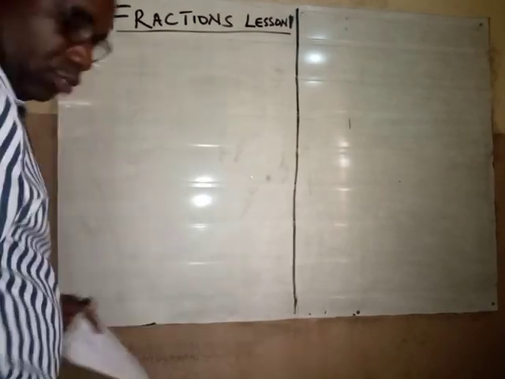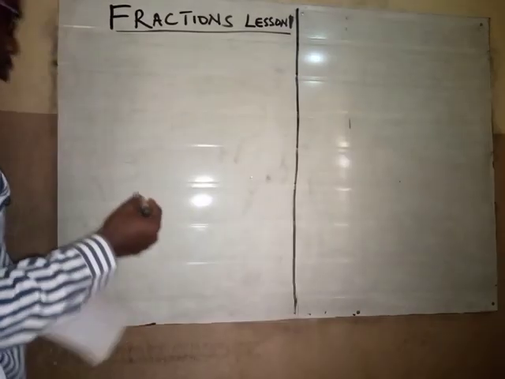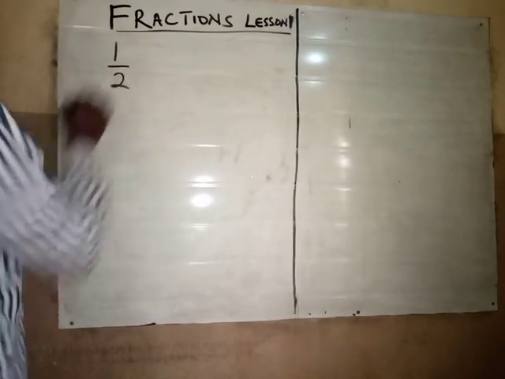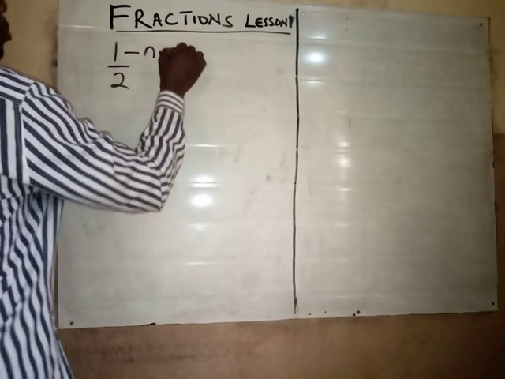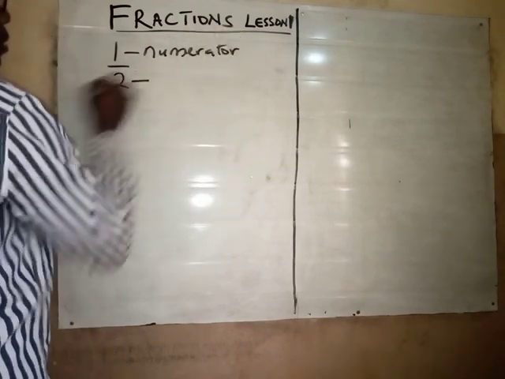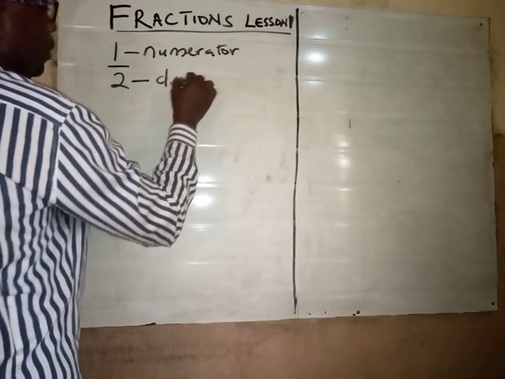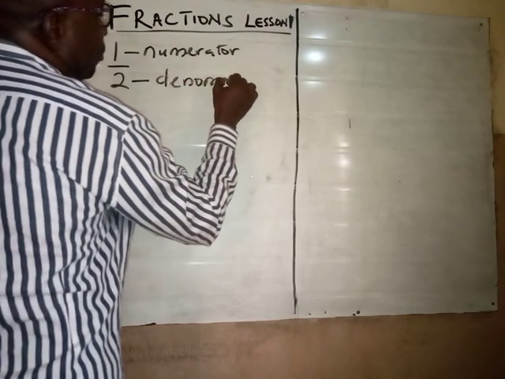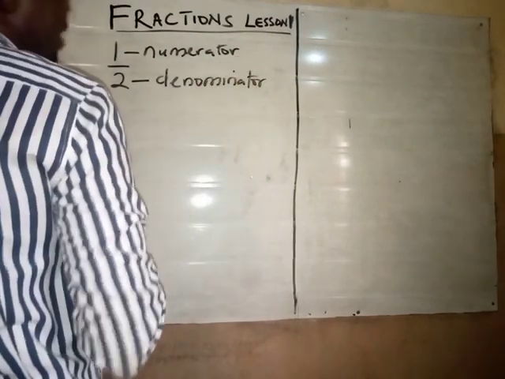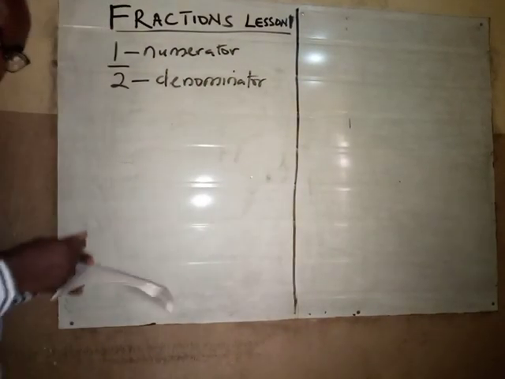And a fraction is made up of two numbers. If you have 1 over 2, the upper one is called the numerator, while the down one is called the denominator. The denominator divides the numerator.